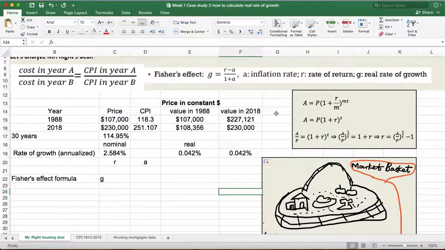If you want to convert the price into the year you want, for example, any year's value, say 2000, what you need to do is do the research on the internet, get the 2000 CPI, and use this formula to convert the price into 2000's value and calculate the real rate of growth. You will get the same number here.